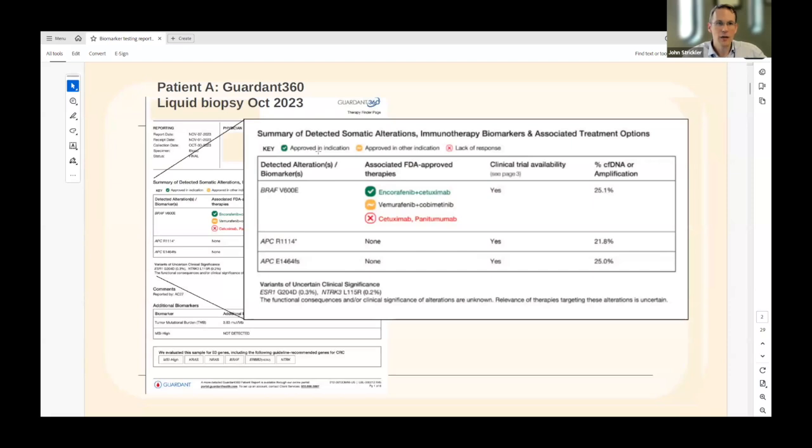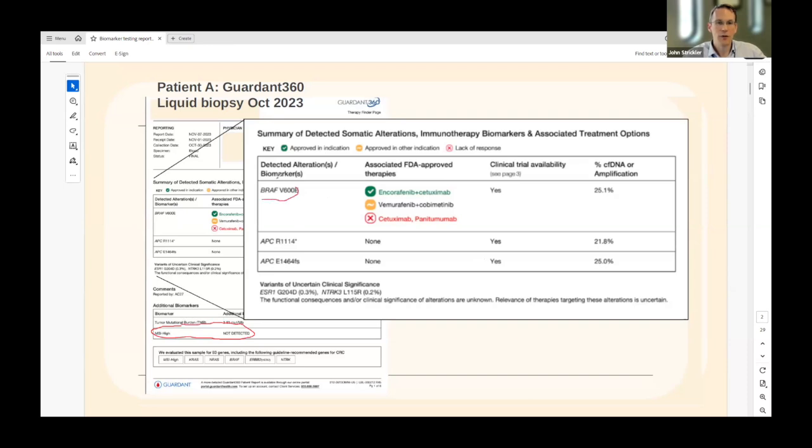This is patient A, Guardant 360. So this is a liquid biopsy. This is a blood draw, October 2023. You have very kindly zoomed in on the report. So what am I looking at? The front page carries the major summary. What's my big five? I'm looking for MSI. I'm looking for KRAS, NRAS, BRAF. I'm looking for HER2. So out of this, we see MSI down here, not detected.